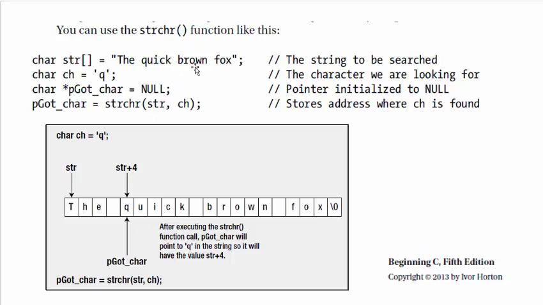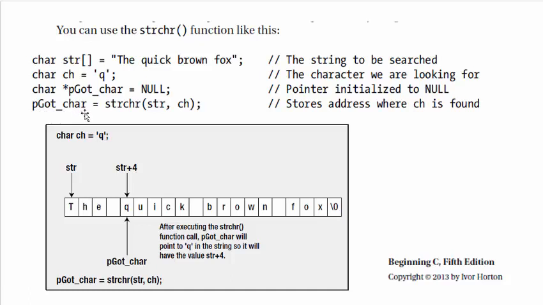And I will store the result of searching this string in this pointer that I've set up right here. So then here's the function call itself. Look for that character Q in the string "quick brown fox", and this is what it does. It goes through the quick brown fox, and after executing this little piece of code, what I'm going to do is store the location of where the result was found in this variable called pGotCharacter.